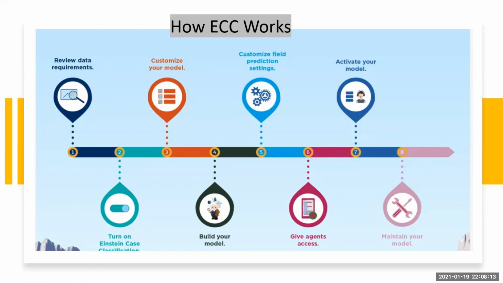Customizing the model means if there is no model already created, we can create the model, and then in the model we can provide for what fields we want Einstein to read the values, and for what condition we want Einstein to predict the values. And then the next step would be building the model. Once we are sure that this is the data we want Einstein to learn from, and this is what we want Einstein to predict, the next step would be building the model.